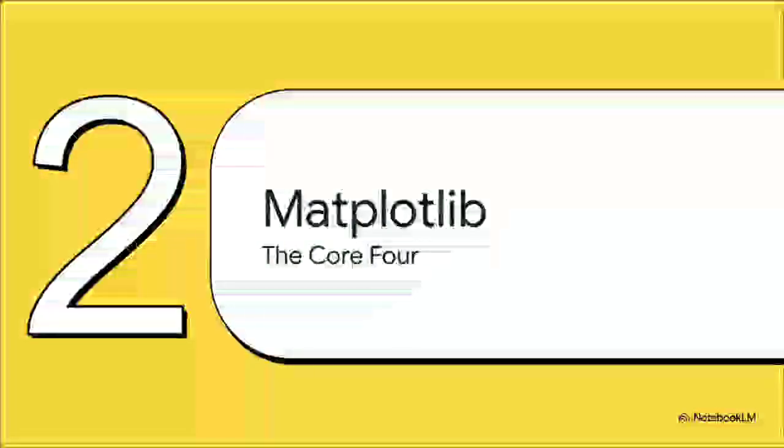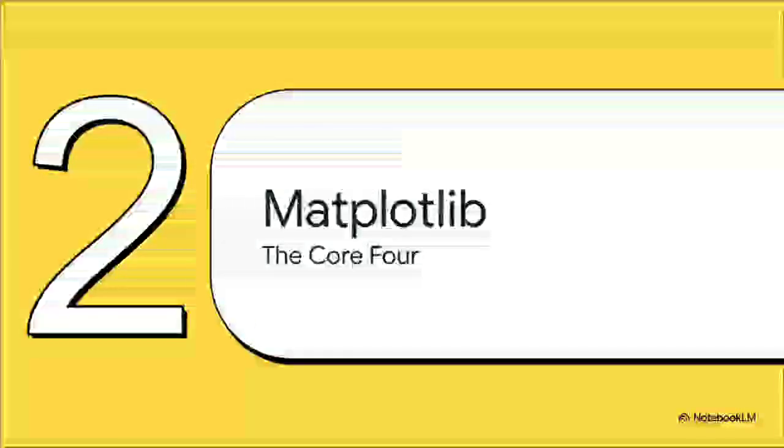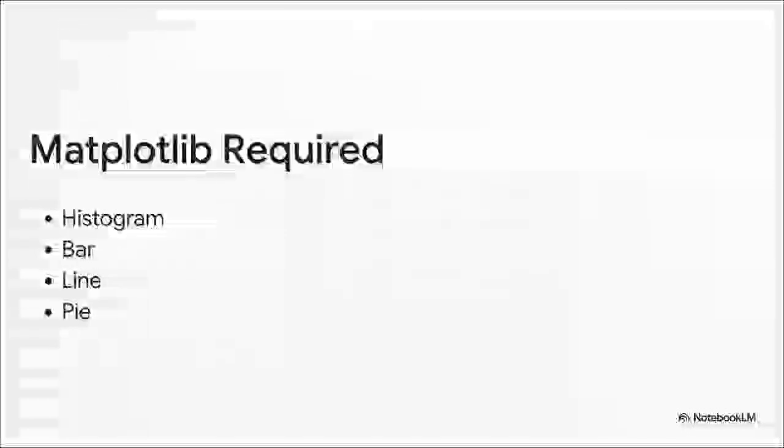Moving right along to Section 2, Matplotlib, the core 4, your foundational toolkit. 4. Literally, just the number 4. Burn this number into your brain for the Matplotlib section. All right, here they are, the core 4 required charts for Matplotlib: the histogram, the bar chart, the line chart, and the pie chart. The source is crystal clear that you must be proficient in these 4 to pass this section.